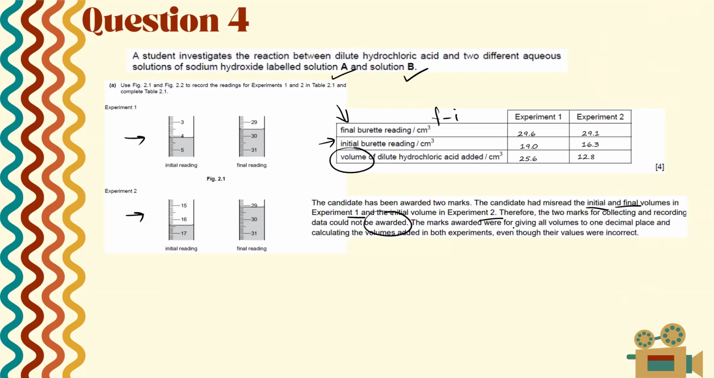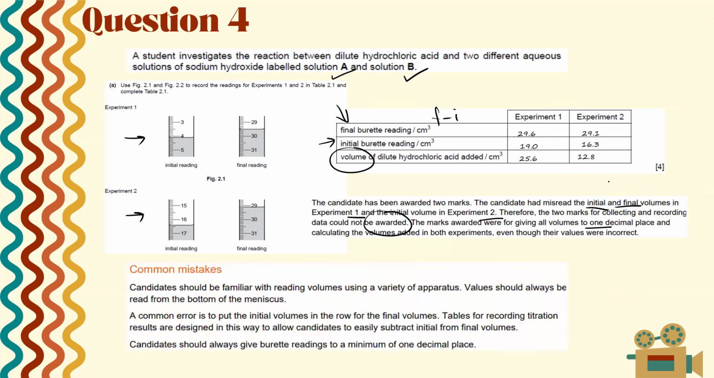The marks awarded were for giving all volumes to 1 decimal place. You have to give them to 1 decimal place, and both volumes should be correct. So that's why you will not get the marks if your values are wrong. Obviously, your answer will come out wrong also.